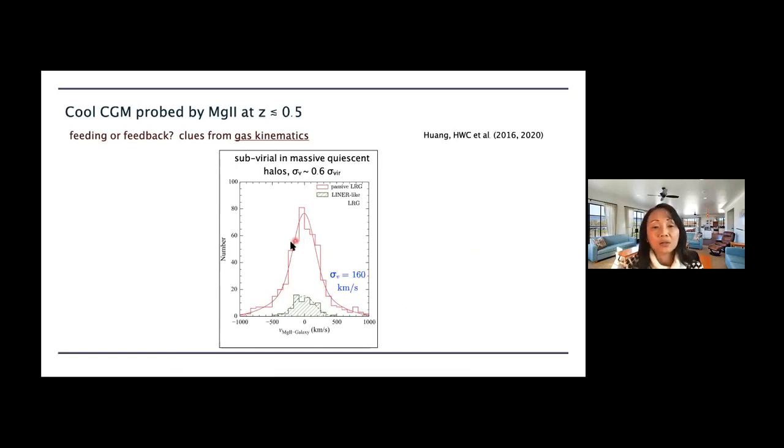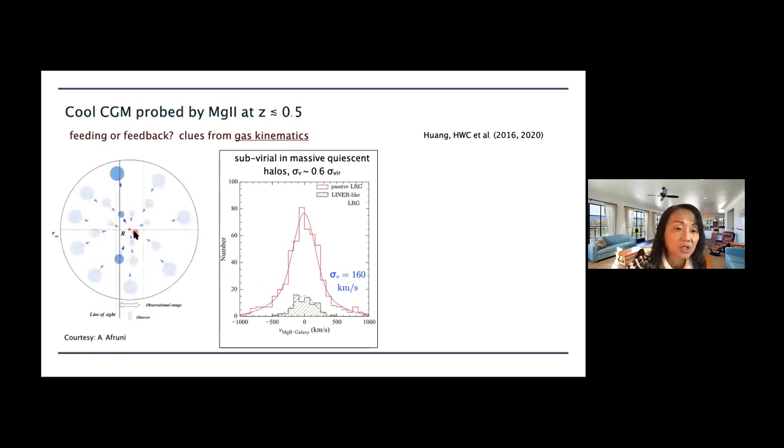And in addition, when we actually look into the gas kinematics, we see that this is, again, an ensemble average over a sample of 1,000 galaxy absorber pairs. We see that the velocity dispersion of the absorber around these luminous red galaxies appears to be subvirial. It's less than what we would expect based on the simple inference from virial motion.